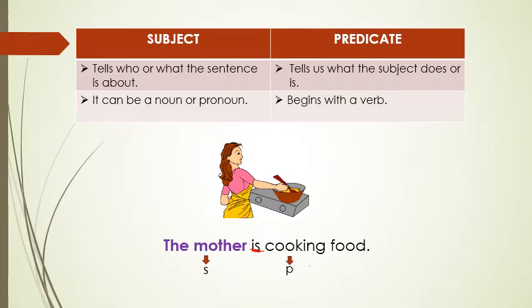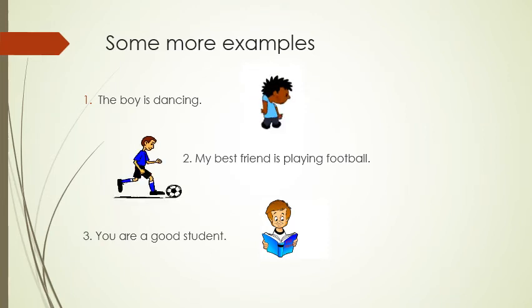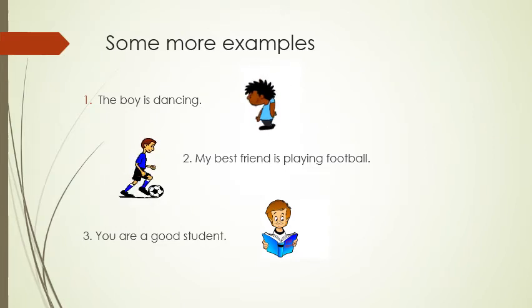Now let's see some more examples for the better understanding of the chapter. Let's discuss these examples one by one. Example number 1. The boy is dancing. As we already have discussed that every sentence has two parts. One is called a subject, whereas the other is called a predicate. But how to find where is the subject in this sentence and where is the predicate in the sentence? Let's do it together.